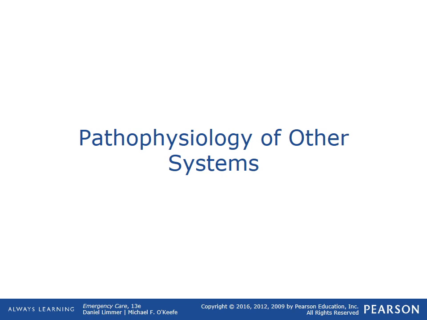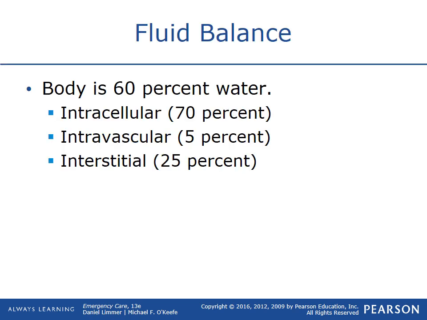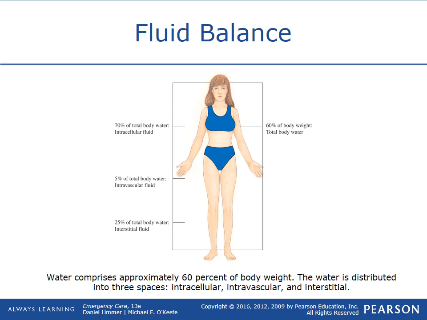So other systems also play into the pathophysiology of shock. For instance, fluid balance. Our body is 60% water. 70% of that is in the cells. 5% is in the vessels. 25% is interstitial, which means it's between the vessels and the cells. So, water comprises approximately 60% of the body weight, and the water is distributed in those three spaces.